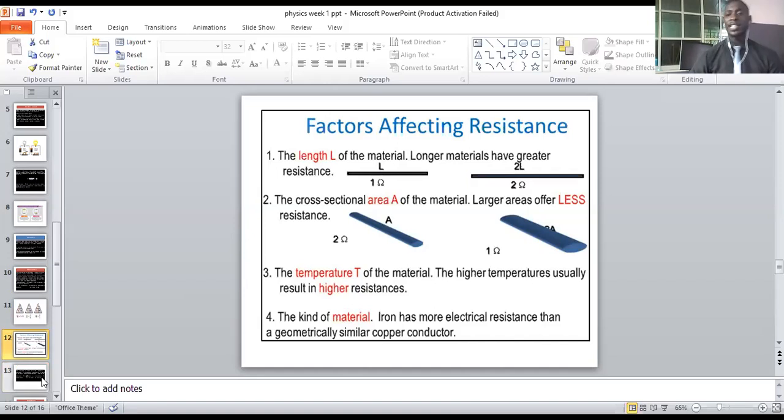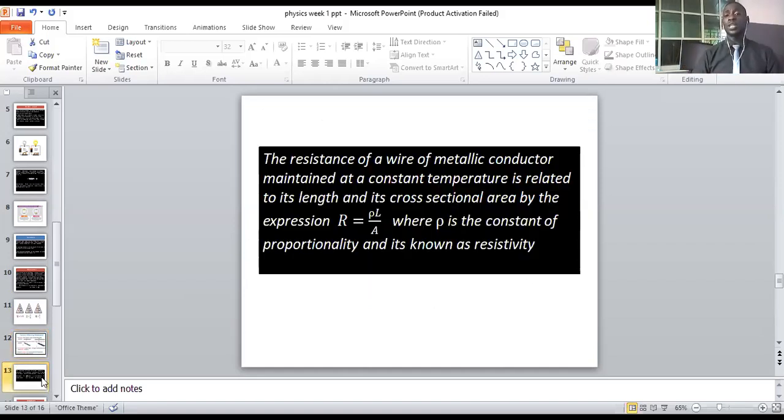So resistance is expressed as the product of resistivity and the length of the material over the area. This is the mathematical expression of the resistance, R equals rho L over A, where R is the resistance, rho is the resistivity, L is the length of the material, and A is the cross-sectional area.